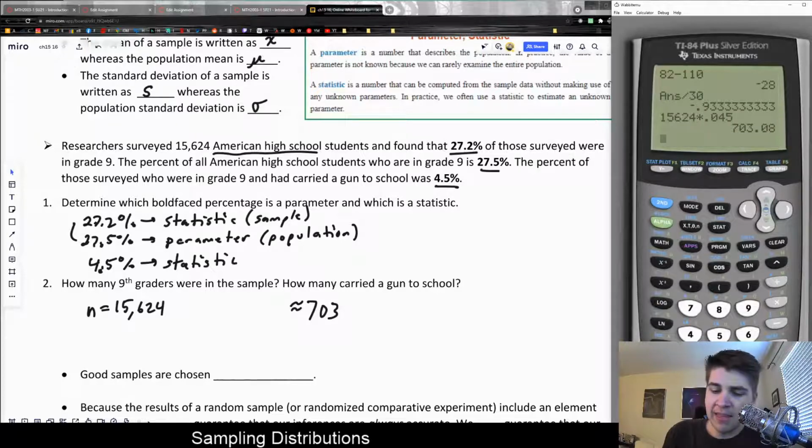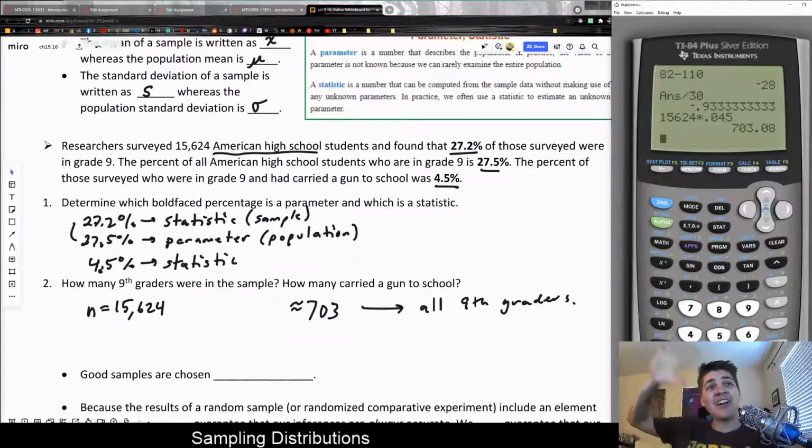So one thing you might think is, could we make a conclusion about all 9th graders and how many carried a gun to school? Like, let's say we want to know how many 9th graders in the entire U.S. carried a gun to school. Well, first of all, we need to know how many high school students are in America. Or 9th graders, rather. And this is something we're not told, so we can't really do this. But let's just say it was like 200,000. I'm just making up a completely random number. I have no idea how many 9th graders are in the U.S. But let's just make up a number, 200,000. It's probably more than that.